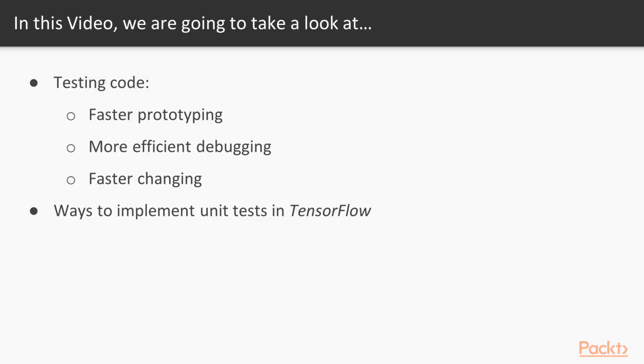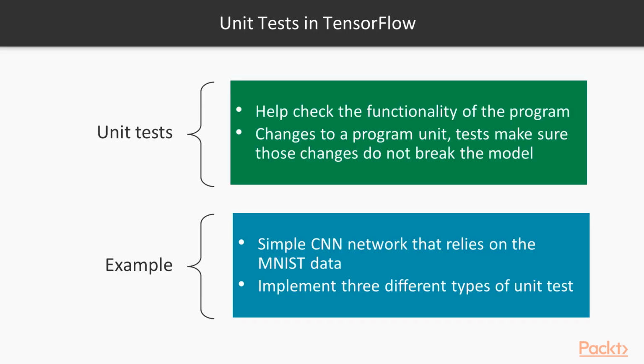Testing code results in faster prototyping, more efficient debugging, faster changing, and makes it easier to share code. There are easy ways to implement unit tests in TensorFlow that we will cover in this video. When programming a TensorFlow model, it will help to have unit tests to check the functionality of the program. This helps us because when we want to make changes to a program, unit tests will make sure that those changes do not break the model in unknown ways.